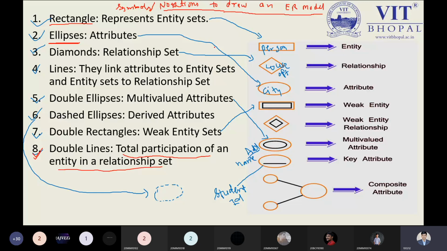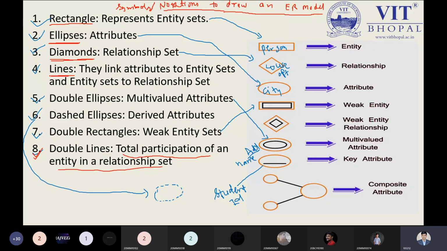Diamond is more specific. The diamond symbol is used to represent a relationship set. Just like the relationship course: which course is opted by the student? So there is a relationship between the student and faculty on the basis of the course. Now, lines are basically used to make the connections between a relationship and entities, or entity to relationship as required. There is no need to define it over here; the line is the default.